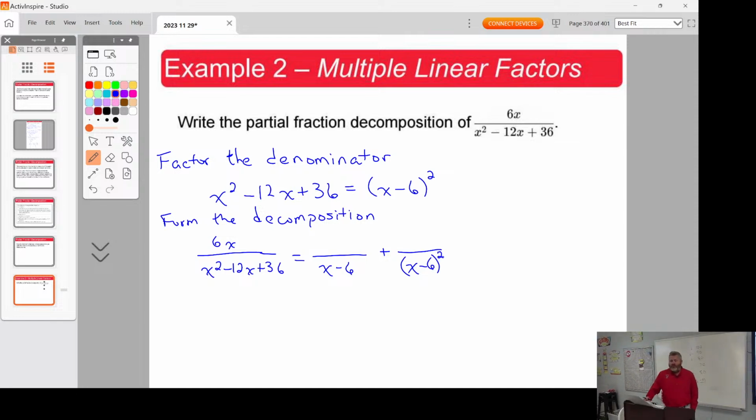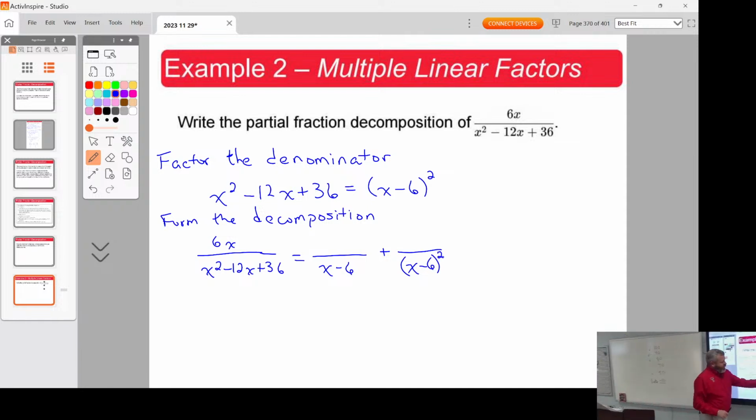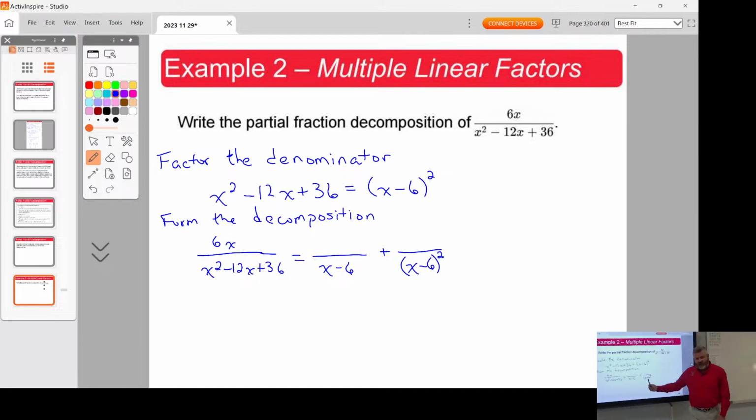Do you agree that those are different denominators? Even though x minus 6 squared is a quadratic, it's not an irreducible quadratic. It's a quadratic that reduces to x minus 6 times x minus 6. So we're still going to treat it as though this is a linear factor. I know it's confusing.